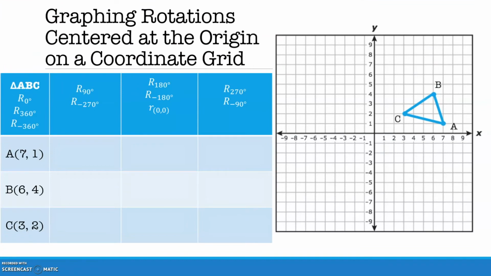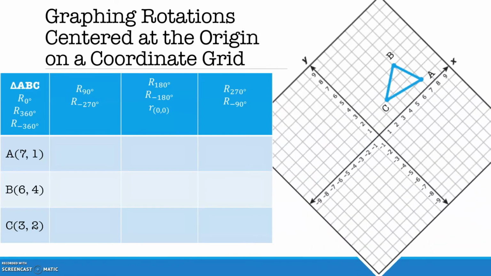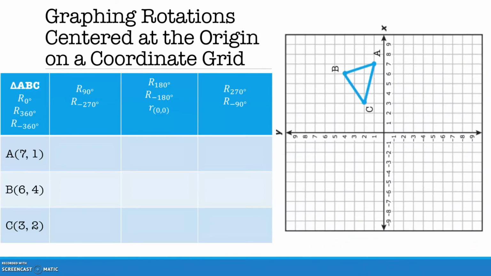So let's try some practice. If we were graphing a rotation centered at the origin on a coordinate grid, you are going to turn the image similarly to the previous slide. So if we were rotating 90 degrees, we are going to turn our image once to the left, and now read our coordinate points as if the axes flipped. So A prime would be negative 1, 7, B prime negative 4, 6, and C prime negative 2, 3. Based on this rotation, you will see that the coordinates have flipped and the y negated.